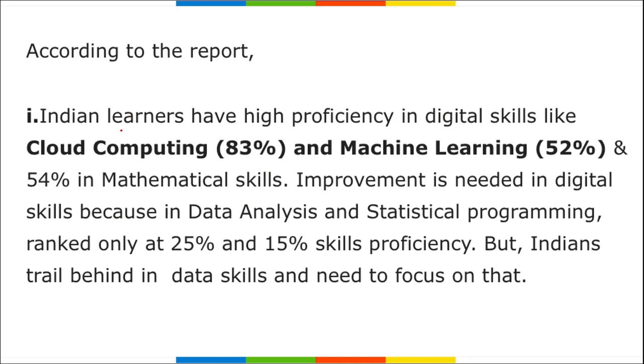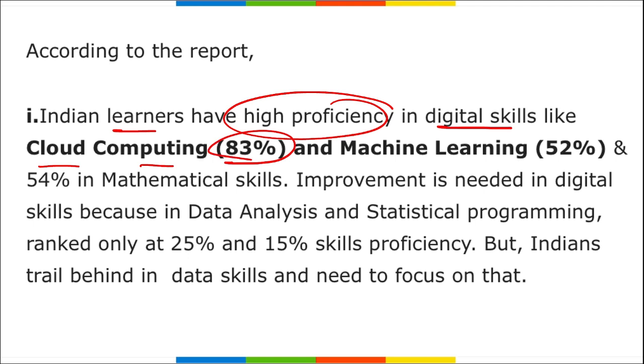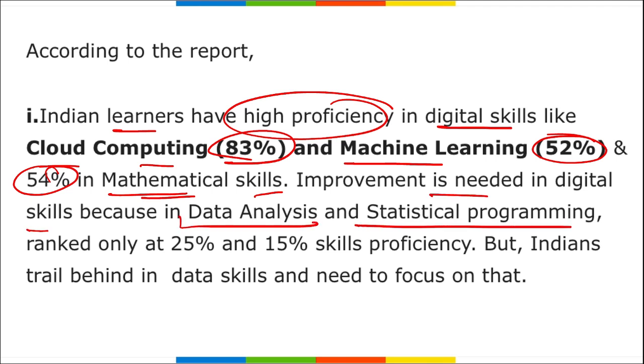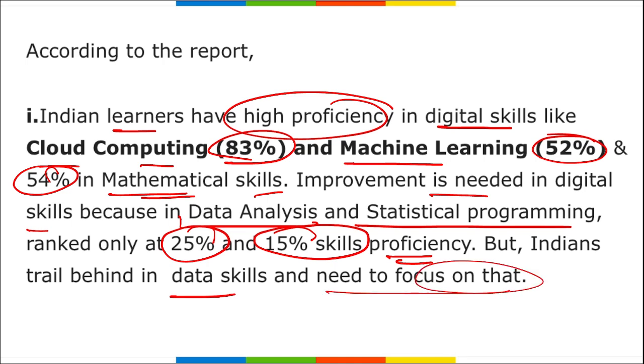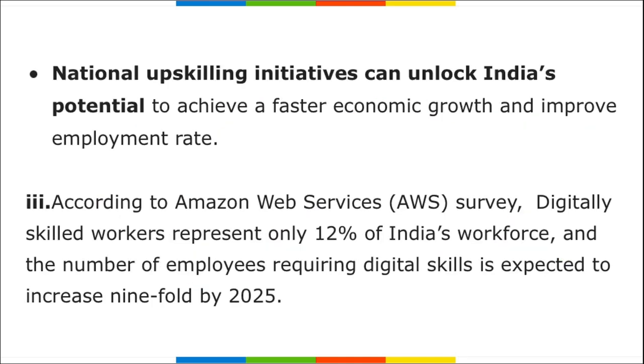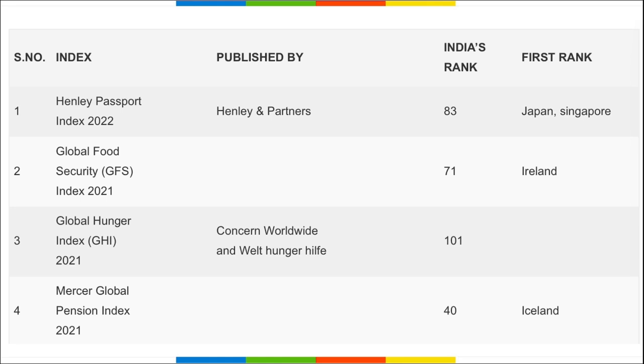According to this report, Indian learners have high proficiency in digital skills like cloud computing, 83%, machine learning, 52%, and 54% in mathematical skills. Improvement is needed in data skills because data analysis and statistical programming only ranked at 25% and 50% skill proficiency. I think Indians trail behind in data skills and need to focus on that. So this is the data you can also remember for your writing notes in UPSC or for other knowledge also if you want. So friends, once again let's revise.